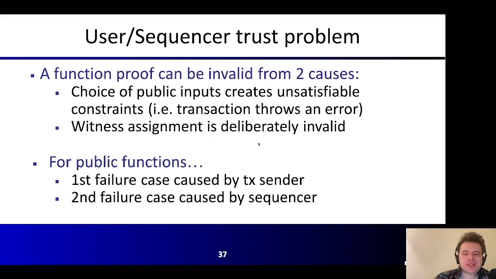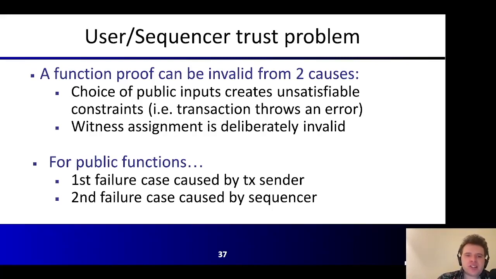We're going to get to the end in a bit, but basically, if we just took the private kernel circuit architecture and made it the public kernel circuit architecture, we would open up potential griefing attacks, because a sequencer could grief a transaction sender, a user, by taking a valid transaction the user sent them, fiddling with the witness assignment to make that transaction throw, and in doing so, waste the user's time and probably some of their money as well.